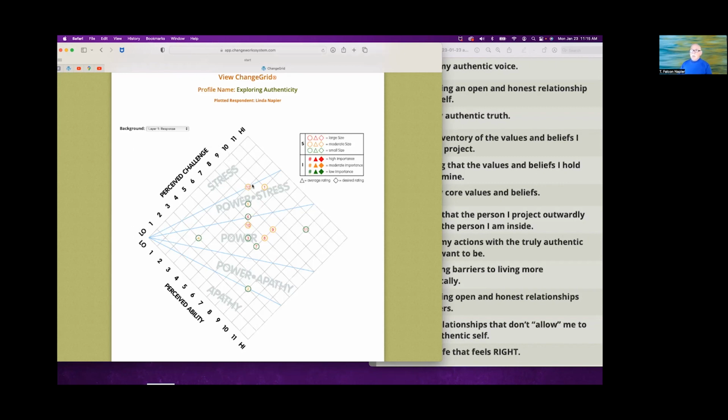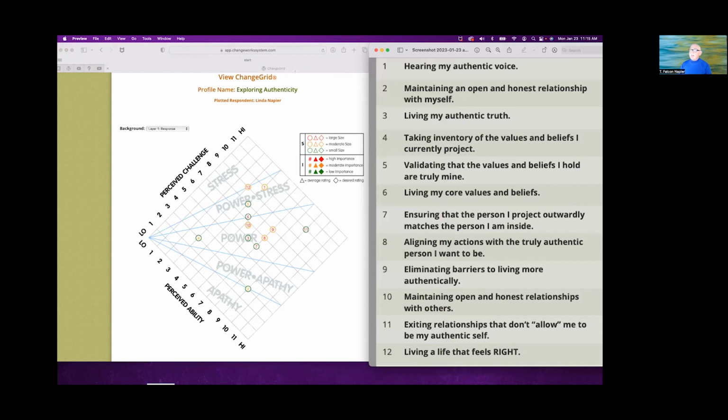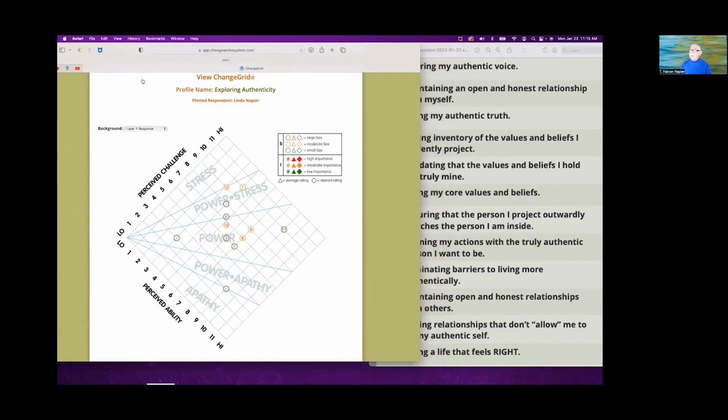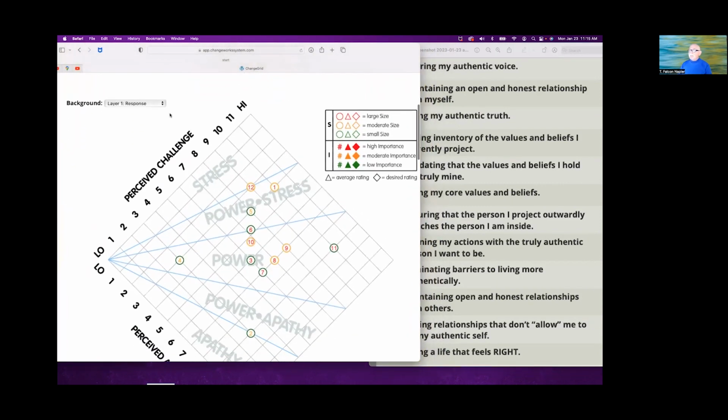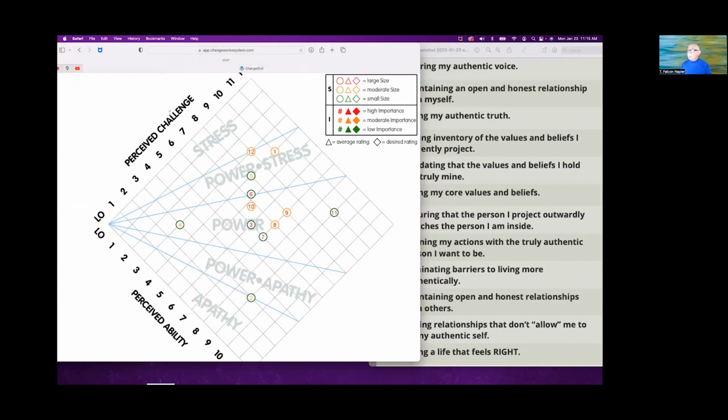Activity number 12 puts you on the border between power stress and stress. And activity number 1, hearing your authentic voice, is right there as a neighbor to what we're looking at. Let me again zoom in a little bit and see if I can help you see this a bit more. So what I'm about to say about these activities, just think of them as being a bit together, even though they're one point away from each other.